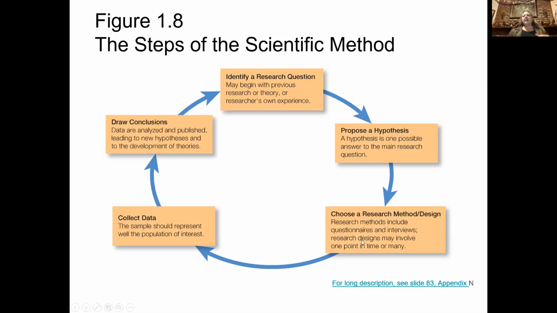Once you settle in on a method that is going to adequately answer your research question and your hypothesis, you conduct the research. After you conduct the research, you collect that data. You then evaluate that data, and after you evaluate that data, you draw conclusions based on the data. Data are analyzed and published, leading to a new hypothesis and the development of theories. So once you analyze the data and the specific statistics you're going to use, all of that kind of stuff is determined ahead of time when you're doing your research methods for the most part.